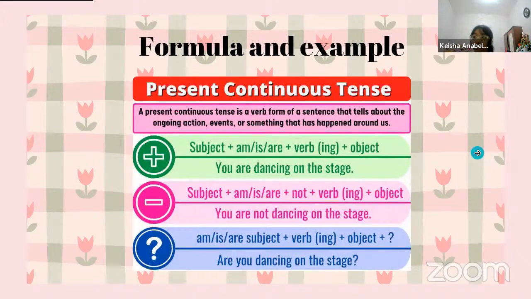The formula of present continuous tense: subject plus am or is or are plus verb plus object; subject plus am or is or are plus not plus verb plus object; and am or is or are plus subject plus verb plus object plus question mark. Example of present continuous tense: you are dancing on the stage, you are not dancing on the stage, and are you dancing on the stage?